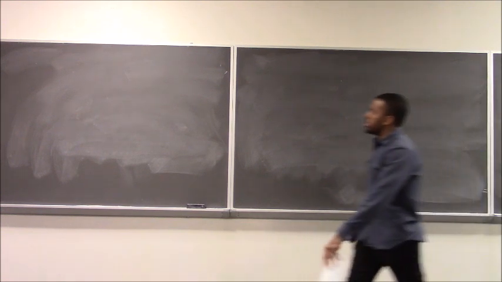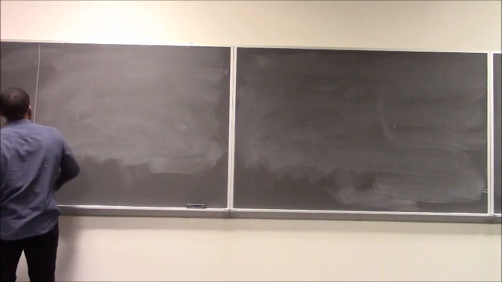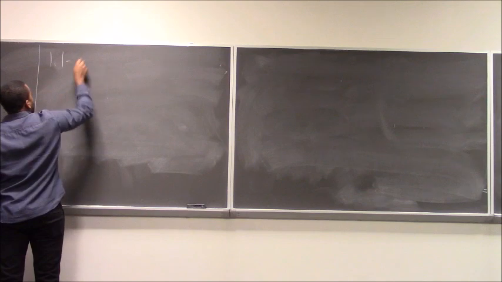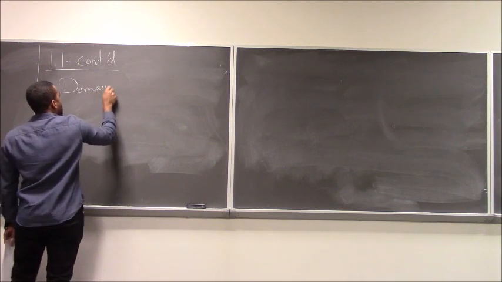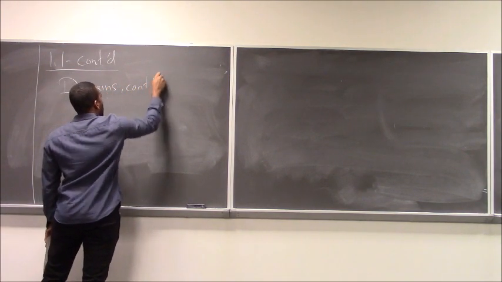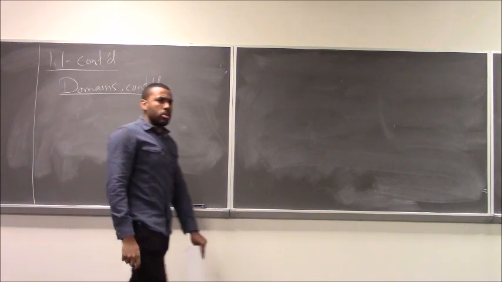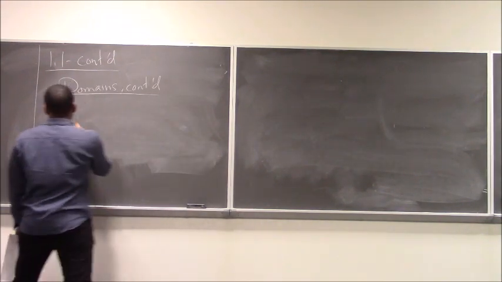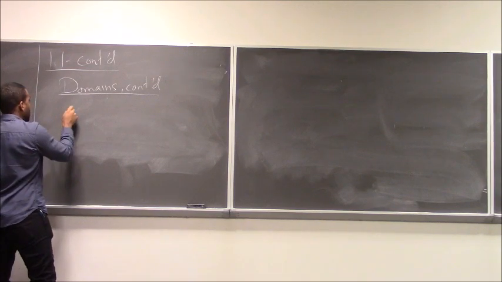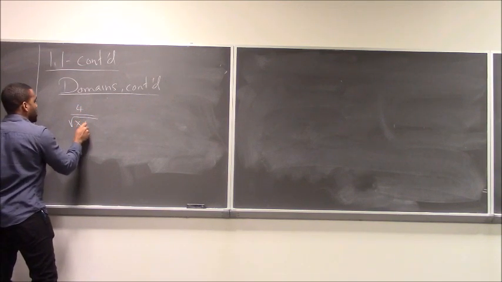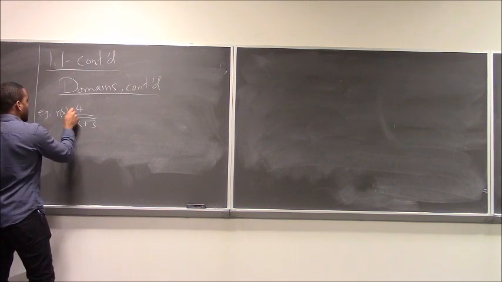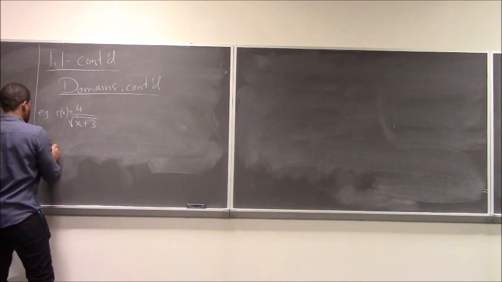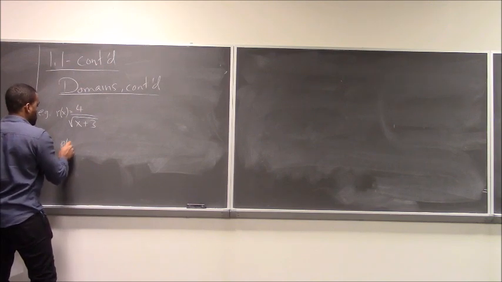I believe we're talking about domains. So we're still in 1.1. We're on domains. And I believe there were two examples that we didn't cover yet, right? So, what were they? 4 over the square root of x plus 3. I don't remember what number that was, but that's an example. R of x equals. And the other one was 2x plus 1 over the square root of 9 minus x squared.